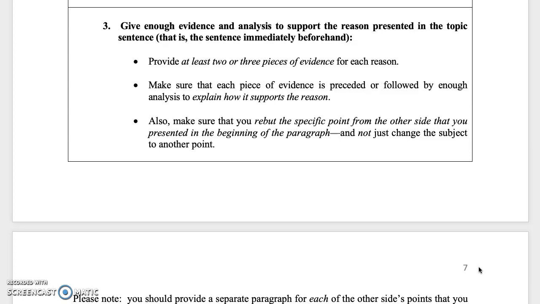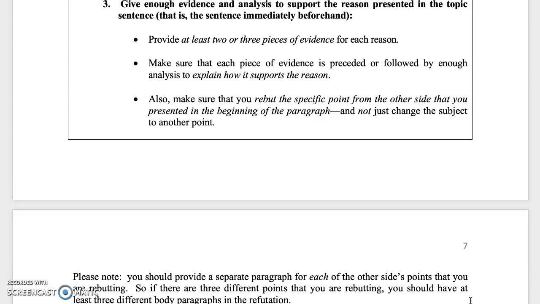beginning of this paragraph. One of the biggest mistakes I see people making with rebuttal is they will present one of the other side's points, but rather than saying why that point is wrong, they'll just shift to another argument. That's just changing the subject, and it's really bad, because what it means is that you've presented the other side's point and really just sort of let that stand without saying why it's wrong. So it's kind of worse than if you didn't even present it at all. So you want to make sure that you're staying on point in your rebuttal paragraph.